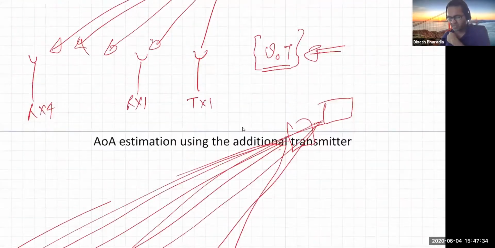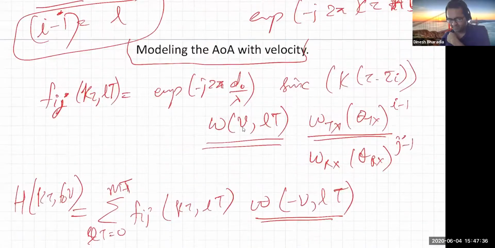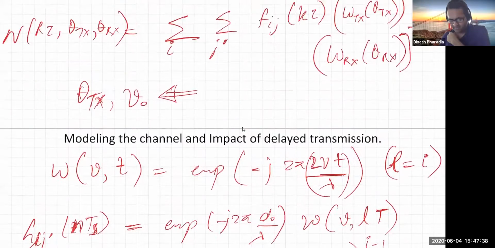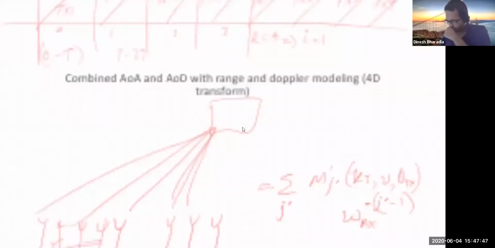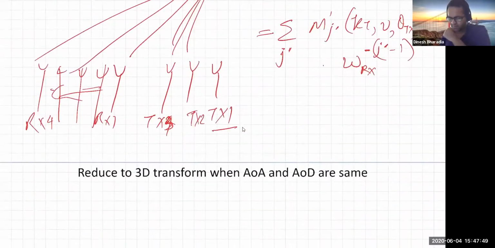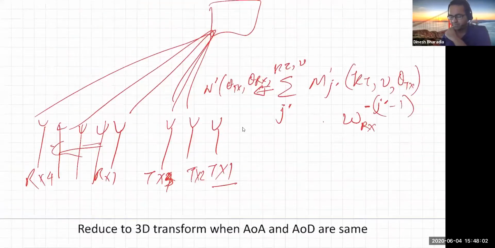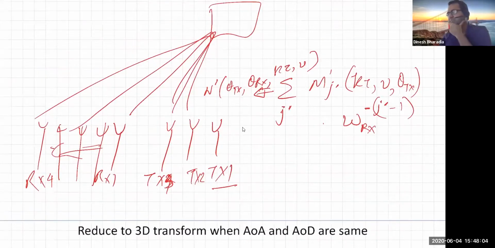Somebody wanna tell me what this notation looks like? Yep, it's n, or rather n prime in this case. So this leads to n prime of theta tx comma theta rx comma rest of the variables, k, tau and nu. Okay, everyone following this?